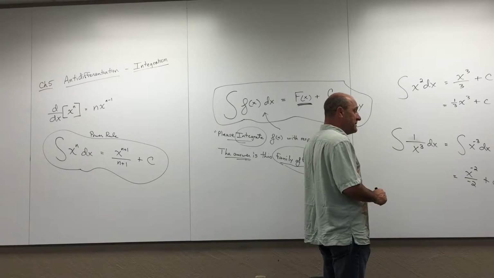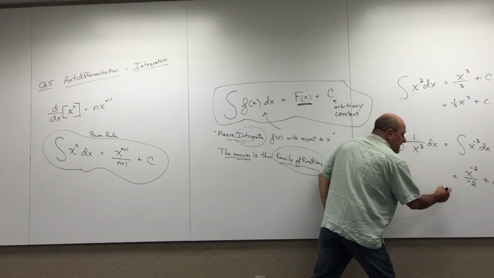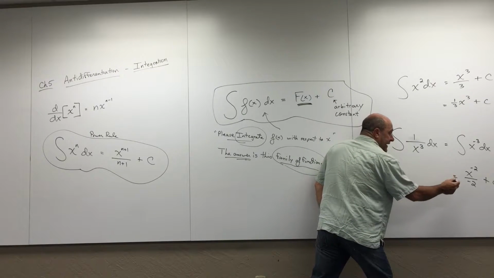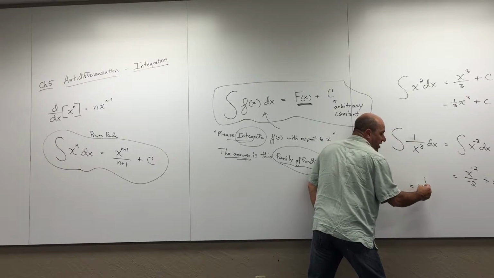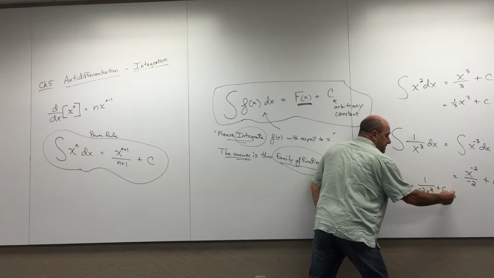It's just backwards. By the way, if you did want to clean up this answer, maybe I'd move this x to the negative 2 into the denominator. 1 over negative 2x squared. Does that make sense to you? Okay.